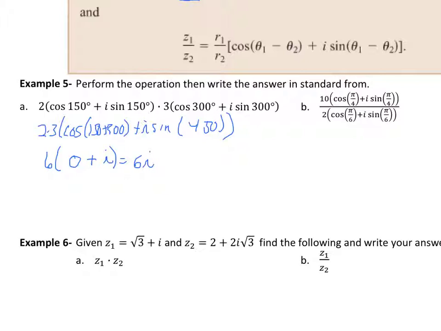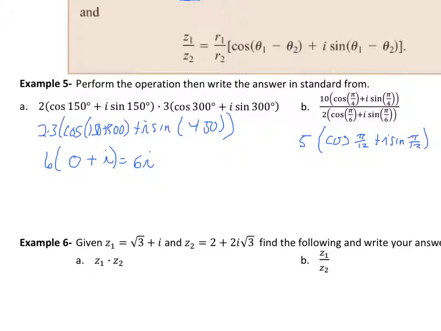Now in part B, if we're dividing them, we divide our moduli. Sounds cooler. So you get 5 over, now we subtract the angles. What's pi over 4 minus pi over 6? It's 3 minus 2 over 12, so pi over 12. So 5 times the cosine of pi over 12 plus i sine pi over 12.